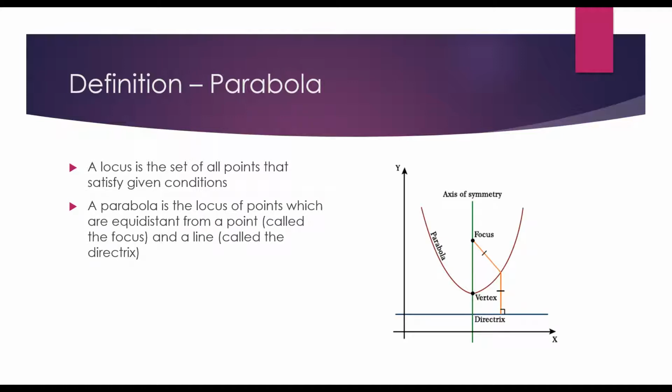A parabola is the locus of points which are equidistant from a point called the focus and a line called the directrix. So every point on the parabola is the same distance from the focus as it is to the directrix. This little line connecting the point on the parabola to the focus would be the same length as that point to the directrix when that line is drawn perpendicular to the directrix. In Algebra 2 and Algebra 1, you may have only worked with parabolas that have a vertical orientation pointing up or down. And in Precalculus, we will also look at parabolas with horizontal orientations, ones that open left or right.